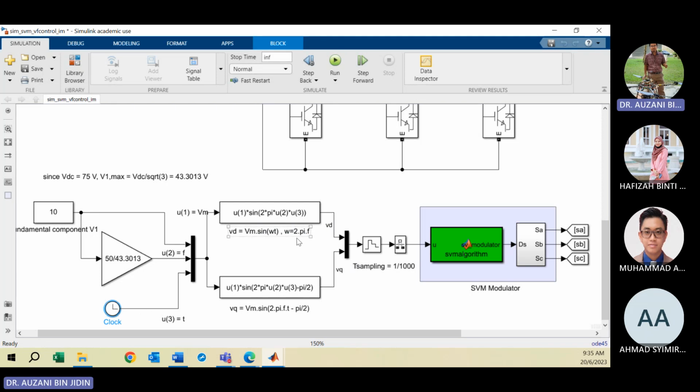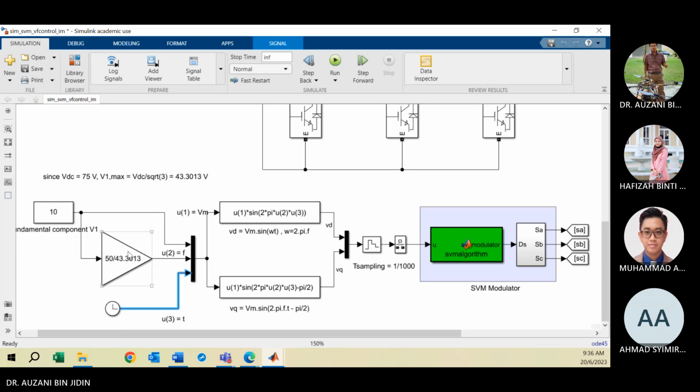And for VQ, you need an additional term, minus pi per 2. So remember, D and Q, the phase difference must be 90 degrees. Okay, so U2 is frequency. Here I use the Mux block, where you can have multiple inputs but a single output. This line carries 3 signals, U1, U2, and U3, where U1 is the fundamental component, V1, the second is frequency, and this signal is time from the clock. Try to understand how I designed this block.